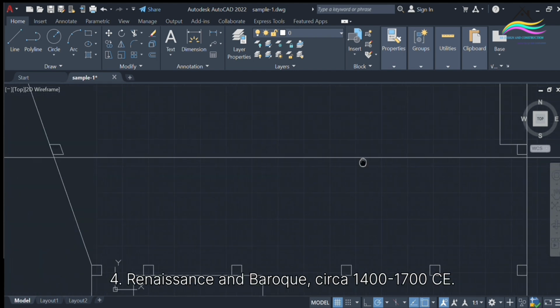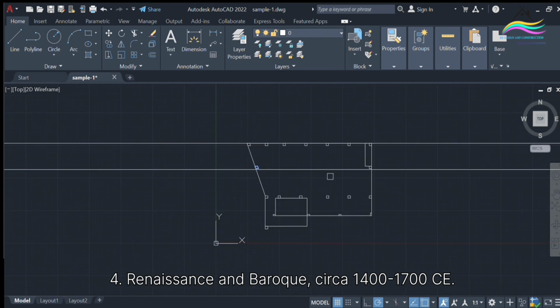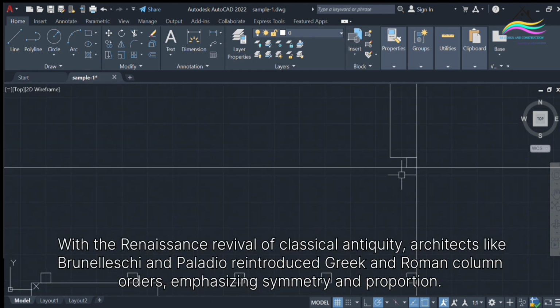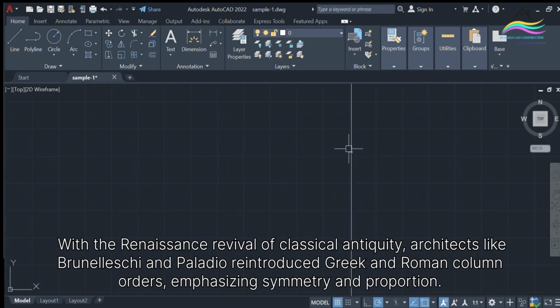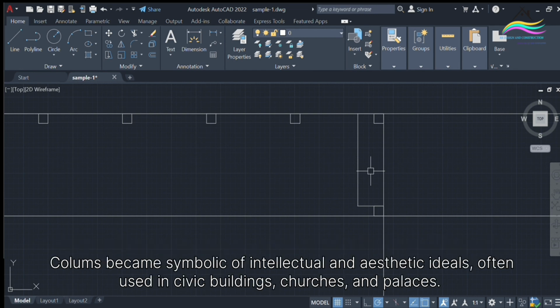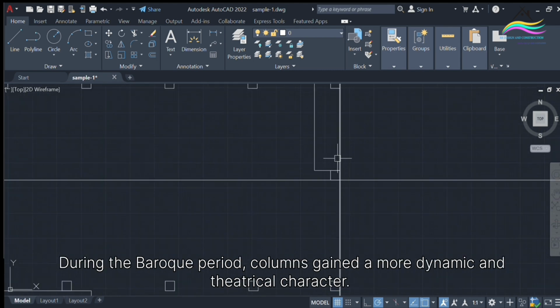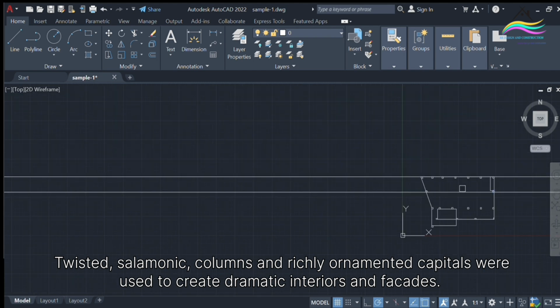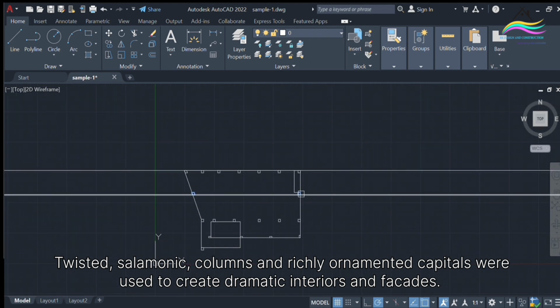4. Renaissance and Baroque, circa 1400 to 1700 CE. With the Renaissance revival of classical antiquity, architects like Brunelleschi and Palladio reintroduced Greek and Roman column orders, emphasizing symmetry and proportion. Columns became symbolic of intellectual and aesthetic ideals, often used in civic buildings, churches, and palaces. During the Baroque period, columns gained a more dynamic and theatrical character. Twisted, Solomonic columns and richly ornamented capitals were used to create dramatic interiors and facades.